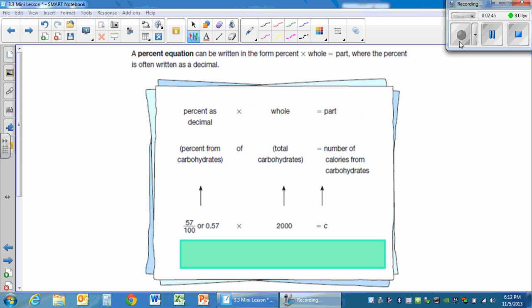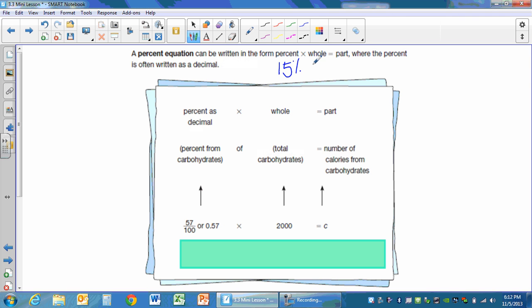You can also use a percent equation to determine the number of calories that should be from carbohydrates. A percent equation can be written in the form of a percent times a whole equals a part. This is just like what we were doing. We were trying to find 15% of a $90 bill equals the tip, or the part that you pay extra. Again, you always need to change your percent to a decimal, or down here they used a fraction. Remember, percents are always out of 100, and if you're changing them to a decimal, you have to move it twice to the left.